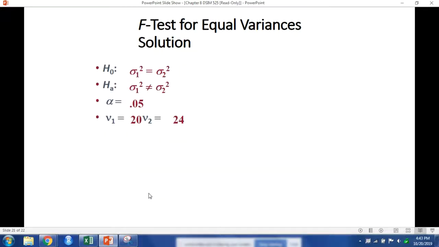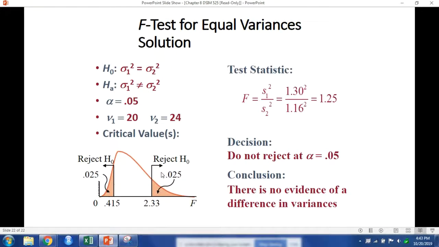So our interest is, are these variances equal? We're given that our degrees of freedom are 20 and 24. So we look those values up on an F table and we get 2.33 in the right tail, and we can calculate our F statistic, where we take the higher variance and divide by the lower variance. We get 1.25, which is less than 2.33, and thus we fail to reject the null hypothesis. There is no evidence that there is a difference in variances.